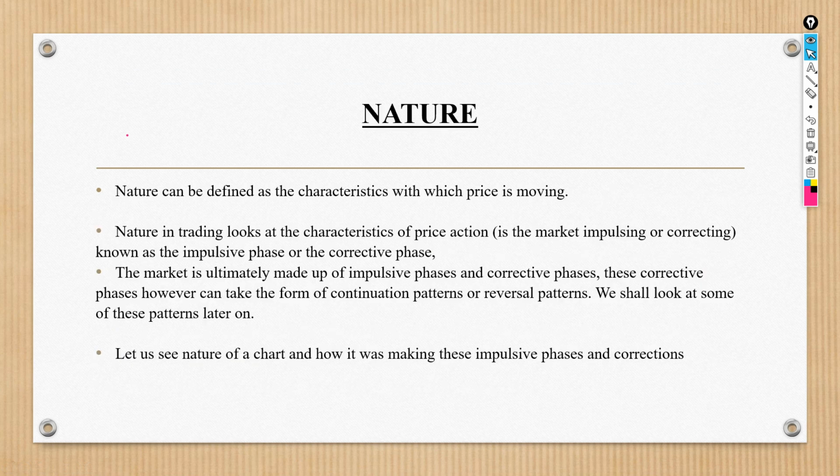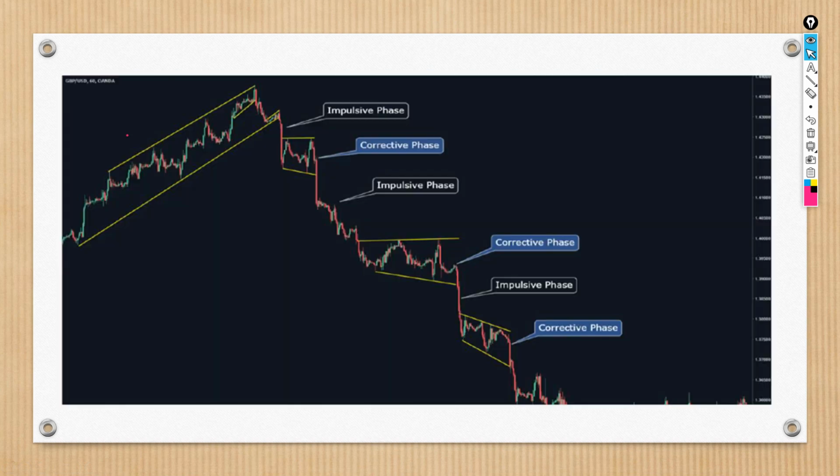So now let's discuss the nature of the market. Nature can be defined as the characteristics with which price is moving. So nature in trading looks at the characteristics of price in the market, impulse and correction, known as the impulse phase. The market is ultimately made up of impulsive phases and corrective phases, right? This is what the market is made up of: just the correction and the impulsive movements. And your ability to know this is an impulse movement and this is a correction movement gives you an edge in the market.